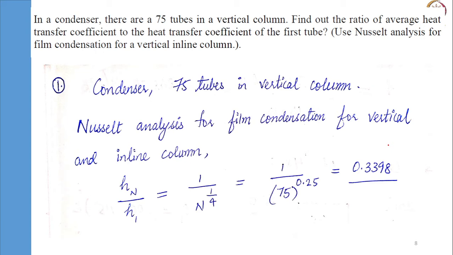So we'll get started with one of the problems. As I have told you, you can start the first one. If we have a condenser where there are 75 tubes in a vertical column, we want to know the ratio of the average heat transfer coefficient to the heat transfer coefficient in the first tube.